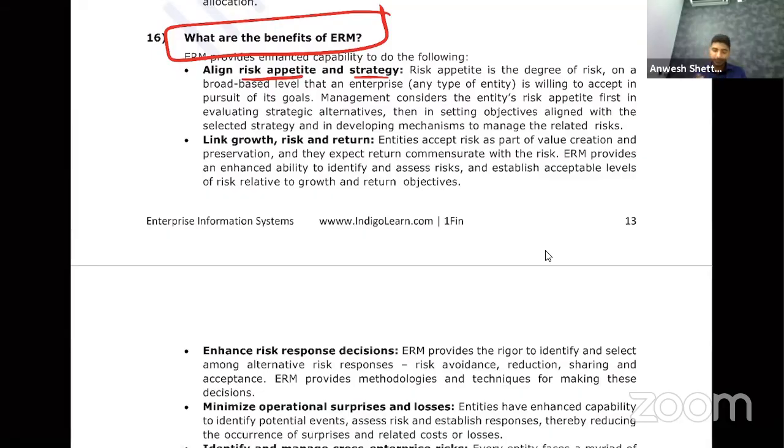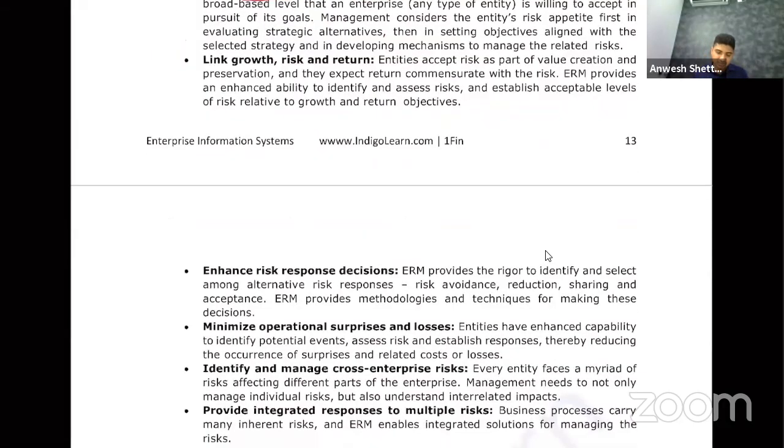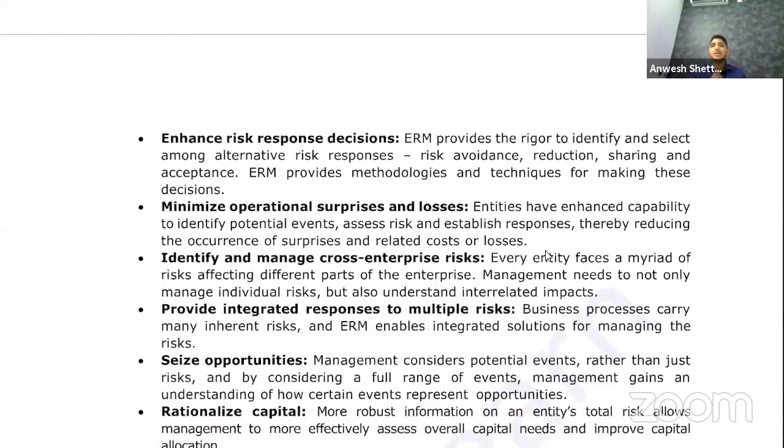Next point is enhance risk response decisions. Now let me give a real life example of what is happening recently. The banks have given money to this businessman, and the businessman said they will use this money to conduct business. Everything was normal. Suddenly, because of COVID, the entire business has stopped. Now think from the bank's perspective.